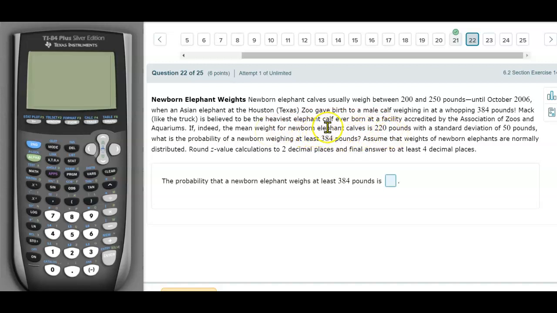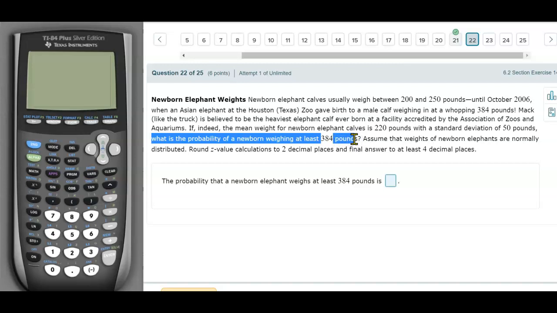the newborn elephants have a mean weight. You see, this is a keyword. The mean weight of a newborn elephant, so this is your mean, equals 220 right here. The second keyword is standard deviation, which is 50 pounds. So we know the mean is 220, we know the standard deviation is 50, and the question is right here: what is the probability of a newborn weighing at least 384 pounds?